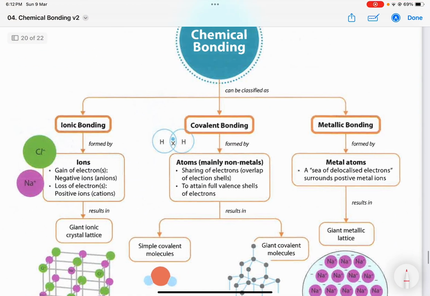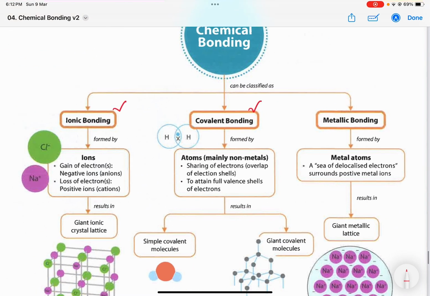So just a quick summary. We went through ionic, covalent and metallic bonding. Ionic bonding is between metal and non-metal when they combine. When the non-metals combine with one another, they form covalent bonds. When the metal atoms come together, they form metallic bonding. Now, ionic bonds are formed by ions, to be more precise, the negative and positive ions. The attraction between the both of them gives you your ionic bonding. For covalent bonding, it is when they share electrons.